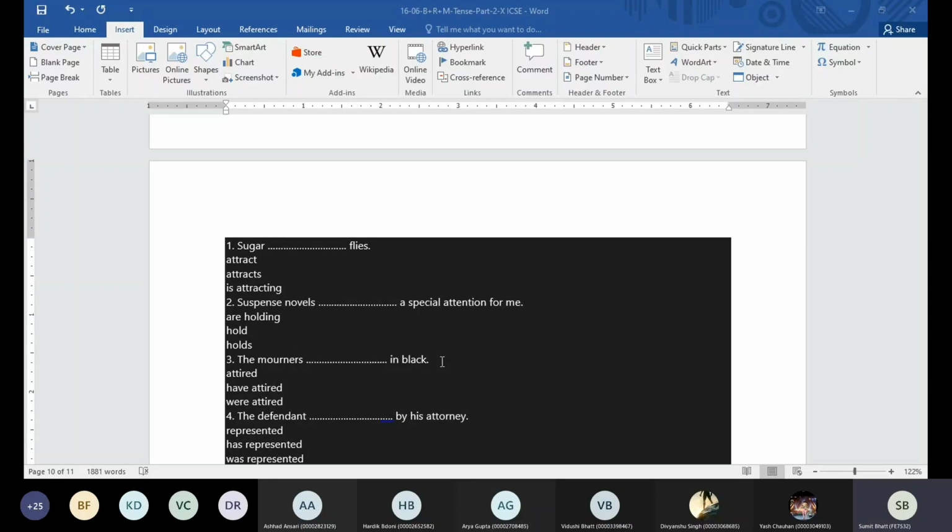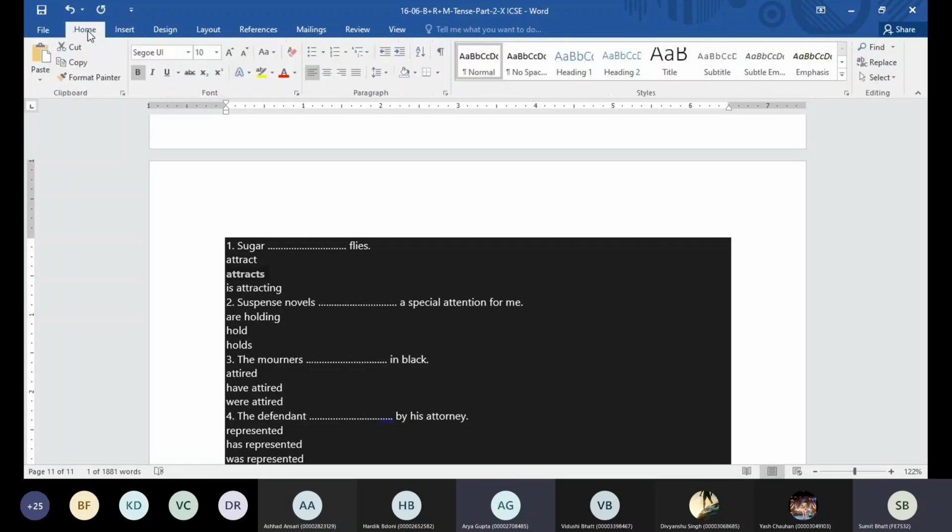Okay, we have to give the answer quickly so that we can complete it before the time is over. So what's the right answer here? Attract, attracts, or is attracting? Attracts will be there. Why? It is a fact, guys. Whenever you leave sugar, what will you find? Flies hovering over it, right? So that's a fact we are referring to. Since it's a fact, I'm going to use simple present.